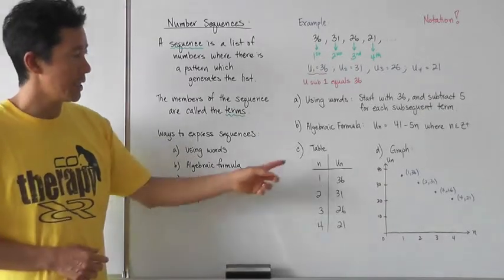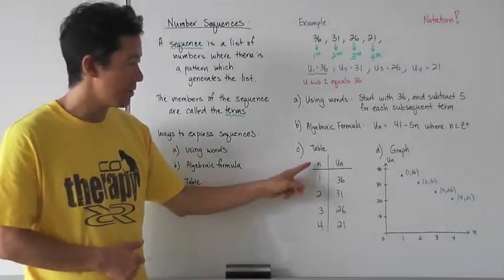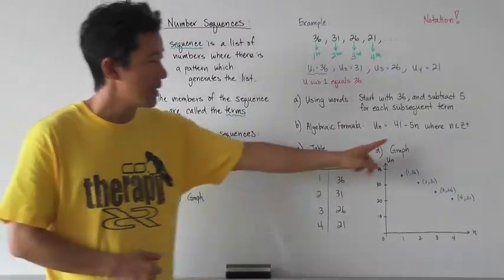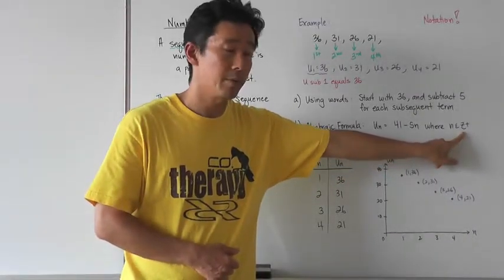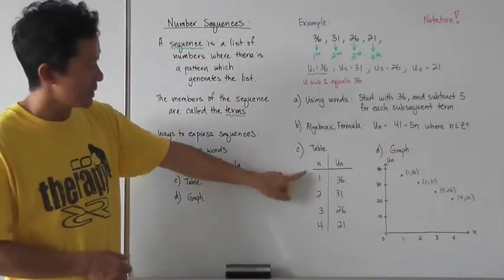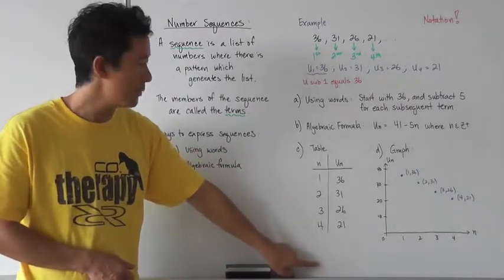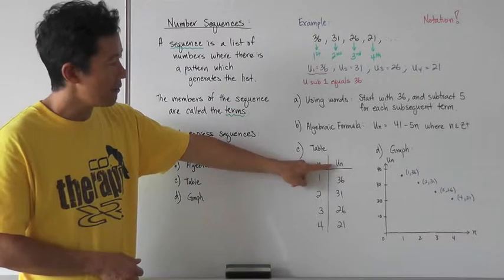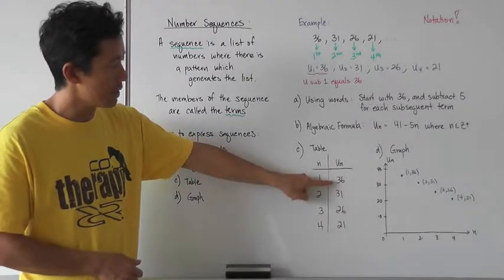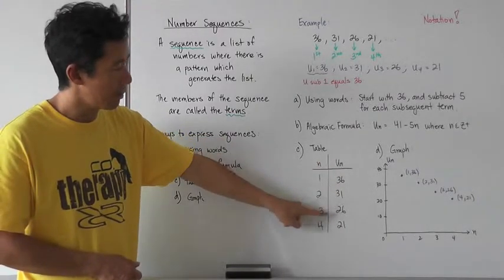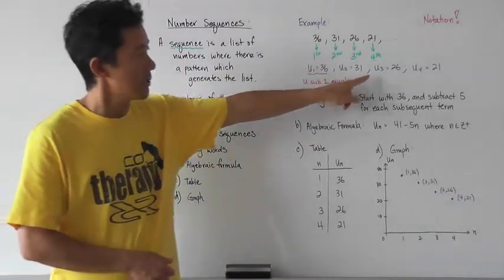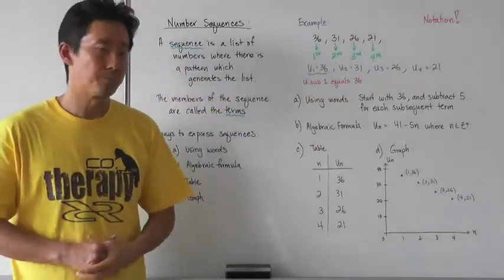Now again, we can also use a table. So notice what I have here is the value of n, and we said that n is going to be a positive integer. So notice the n values start with 1, 2, 3, 4, and of course we could continue if we wanted to. And then notice that the u sub n value for u sub 1 is equal to 36, u sub 2 is equal to 31, and therefore it's going to be consistent with the information that we have there.